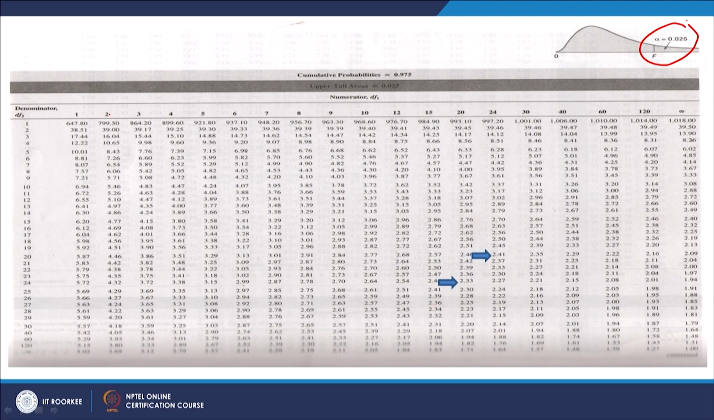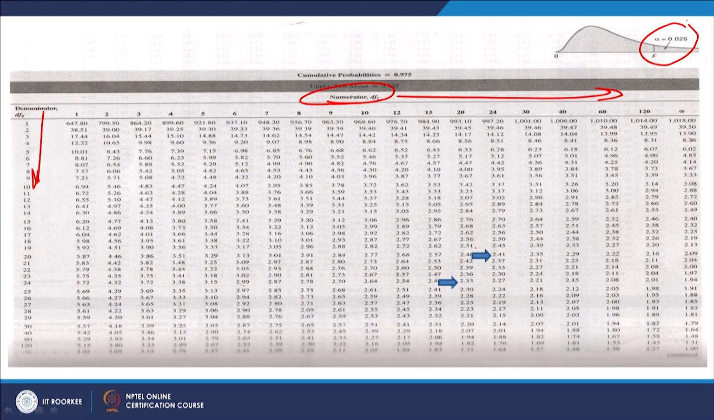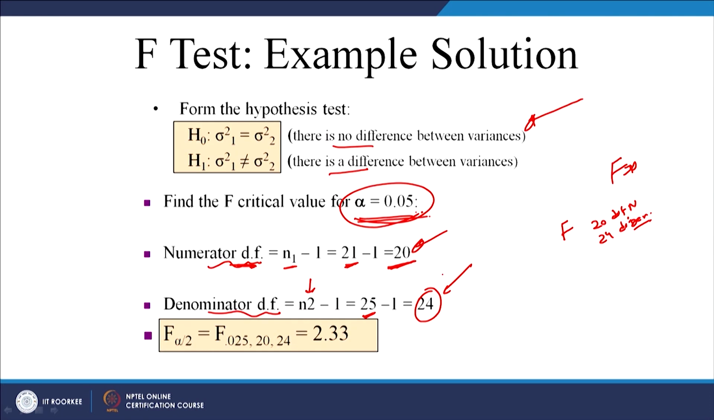So, these are the numerator degrees of freedom, row wise, and this column is the denominator, right. So, what do we want? 20 numerator and 24 denominator, right. This is the 20 numerator, and 24 denominator, 24 is this. So, this is the value, 2.33.